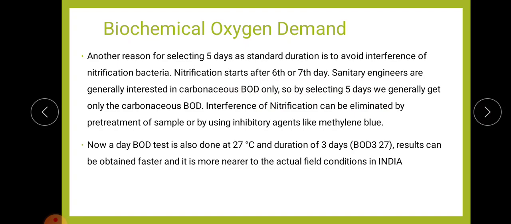But nowadays the BOD test is also done at 27 degrees and a duration of 3 days. That is BOD for 3 days at 27 degrees. In the previous one, if we select 5 days, the standard incubation temperature is 20 degrees. Nowadays we also take a 3 day duration at a temperature of 27 degrees, and it is represented as BOD3 at 27. The results can be obtained faster, and it is nearer to the actual field conditions in India.